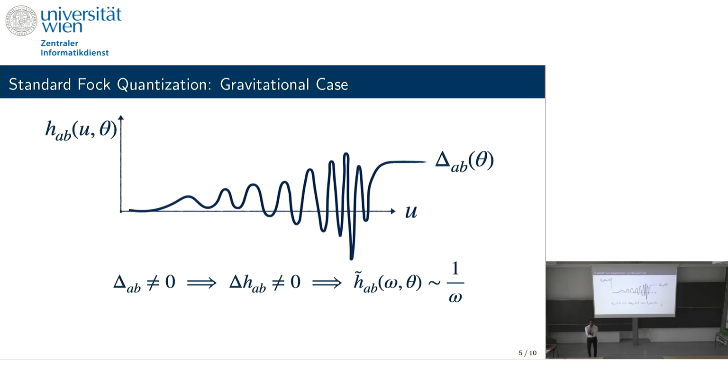Because it's immediately clear what's going to happen when I have memory. If I have non-zero memory, that means the change in the metric between early and late times must be non-zero, which means that if I Fourier transform this at very low frequencies, it's got to look like the Fourier transform of a step function, which diverges like 1 over omega at low frequencies. If you plug that into the norm, you end up getting that the norm of the metric in the Hilbert space that you want to quantize in is logarithmically divergent at low frequencies if the memory is not zero.